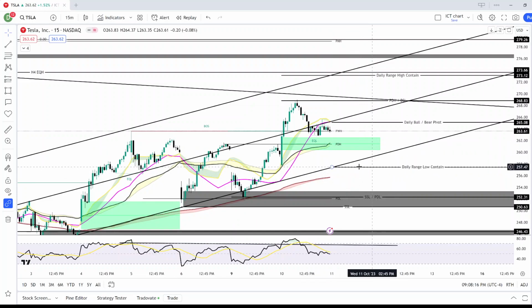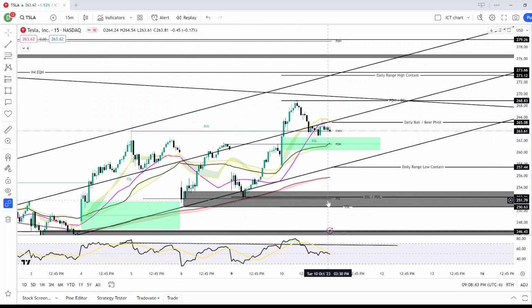Right? And our daily range low contain continues to move up as this channel support moves up. The more we trade above this 200 period and consolidate in this area, we're going to see this 200 period continue to rise because it starts to get affected by these candles here that are trading higher. So we're looking for price to come down and potentially test this 200 period again.